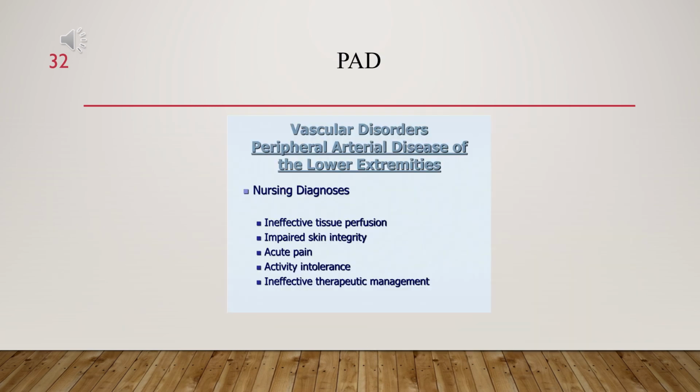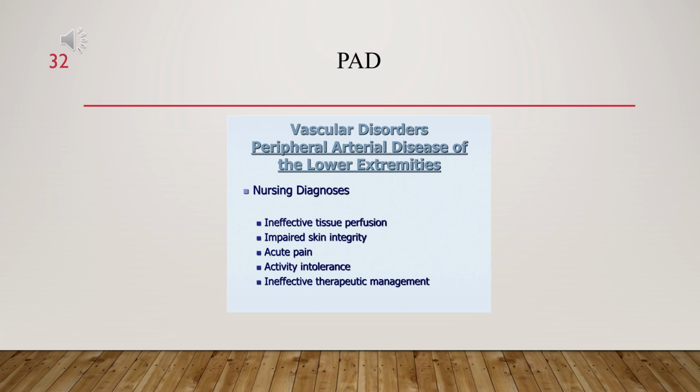So when you're thinking about some nursing diagnoses for peripheral artery disease, think about what's going on. We're not getting any blood flow down to the periphery, out to the extremity. So we're going to have ineffective tissue perfusion. We're going to have impaired skin integrity because our extremities and tissues out toward the periphery are not getting the nutrients filled with all that oxygenated blood.